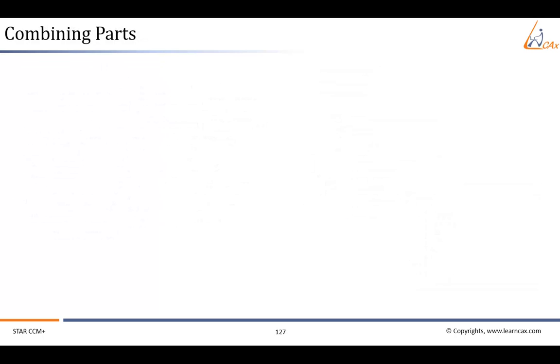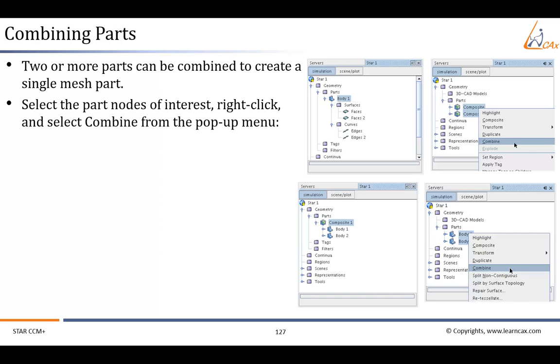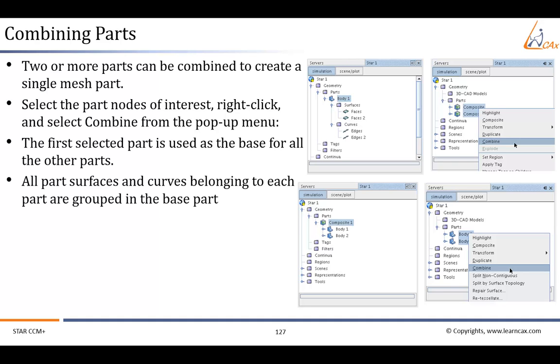How to combine 2 parts? 2 or more parts can be combined to create a single mesh part. To combine parts, select the Parts node of interest. Right-click and select Combine from the pop-up menu. The first selected part is used as the base for all the other parts.